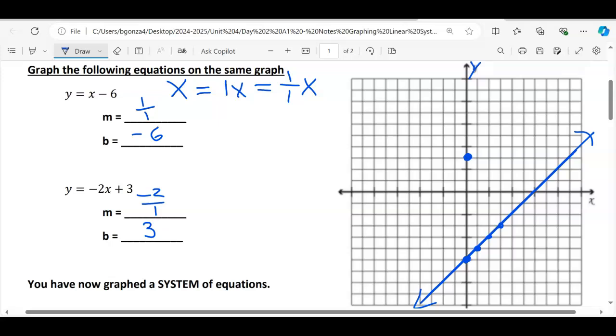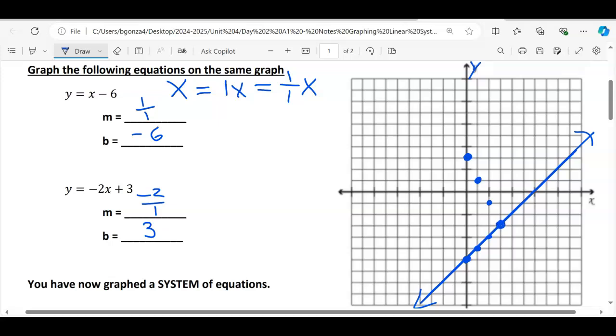Now, my slope is -2 over 1, right? So don't forget over 1. So is it going up or down? Negative means down 2, and then over to the right 1. Always to the right. So here we go. Down 2, right 1. Let's keep the pattern going.